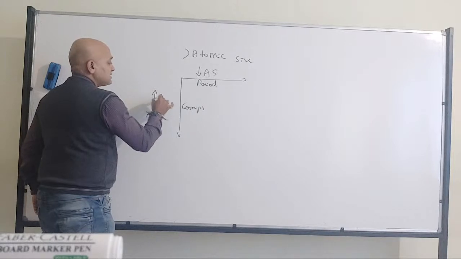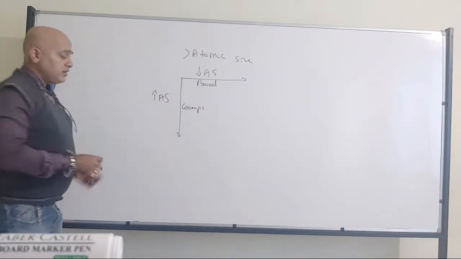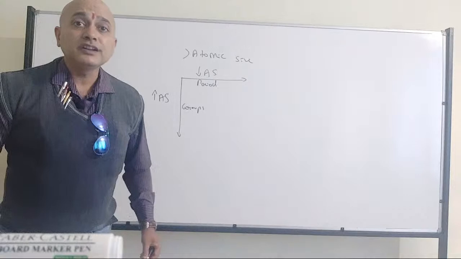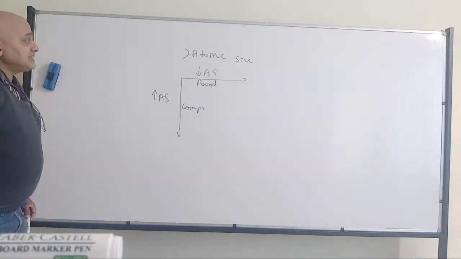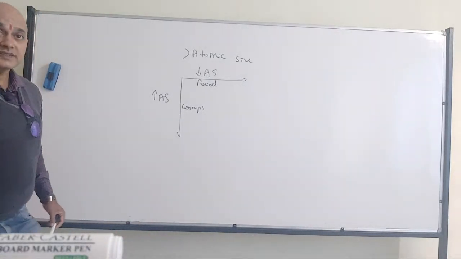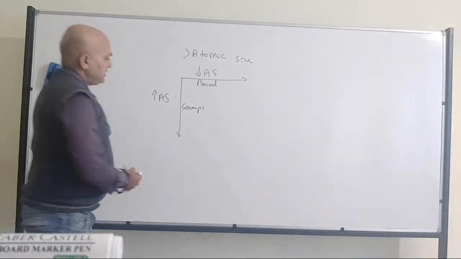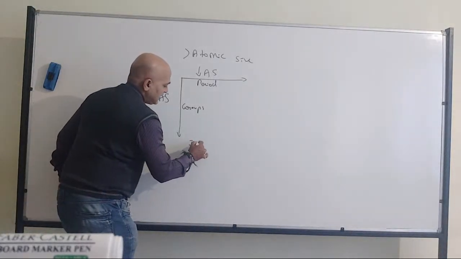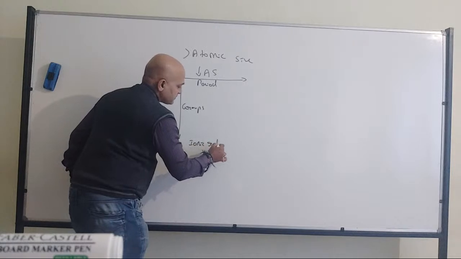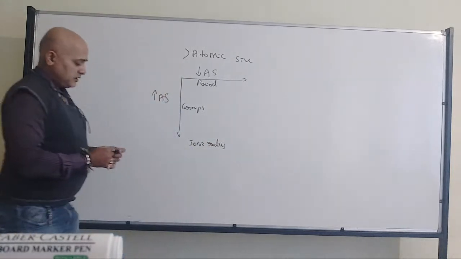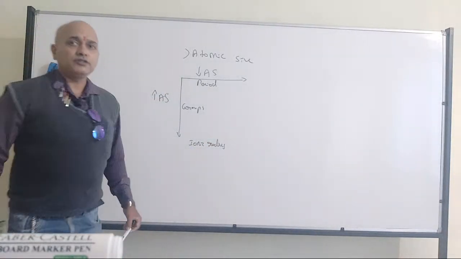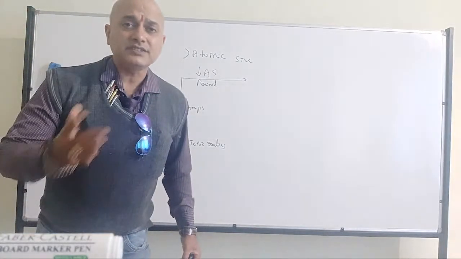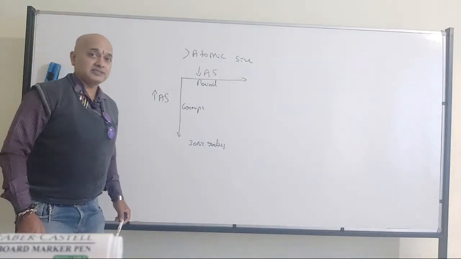And atomic size is going to increase from top to bottom, down the group. Fine. So that is related to atomic size. Okay. Now here we have discussed even about the ionic radius. You can put this diagram in your notes so that you can just glance at it while going for the exams.